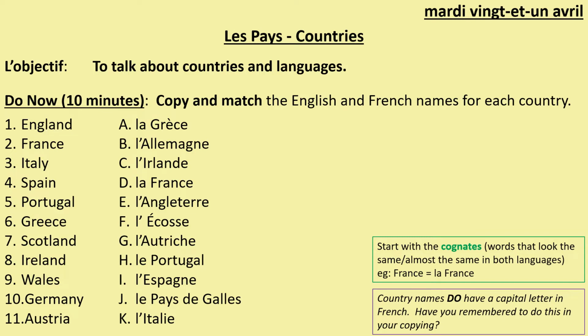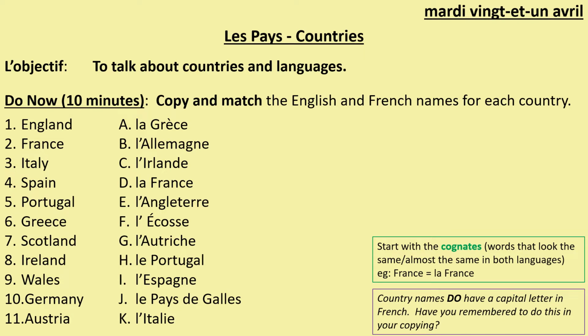Your do now activity is written down next on the slide, and this is approximately a 10-minute exercise. What you need to do is copy and match the English and French names for each country. So first of all, you need to write down the 11 countries in English on the left-hand side of your page. Then what you need to do is find the matching word in the right-hand column. These are country names but written in French.